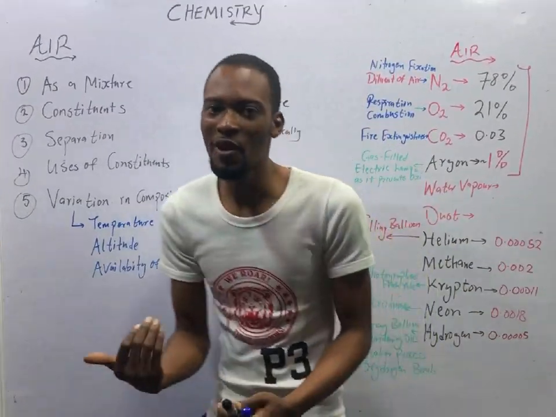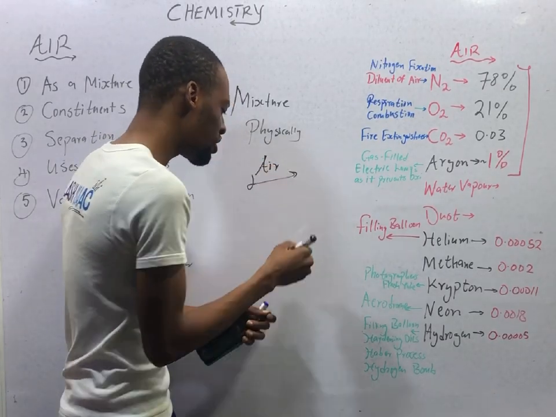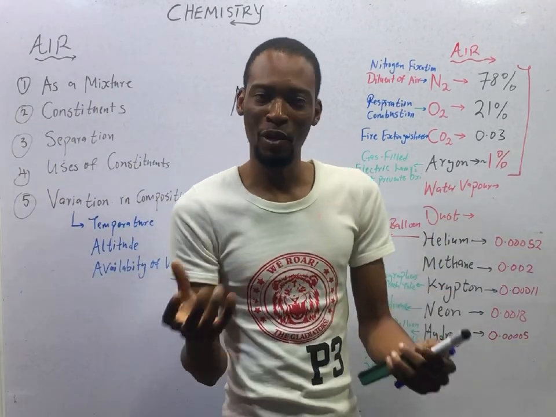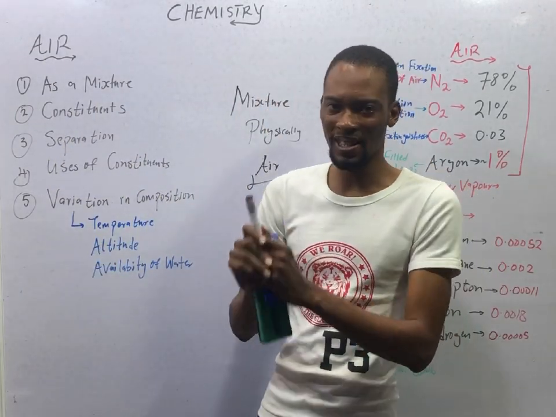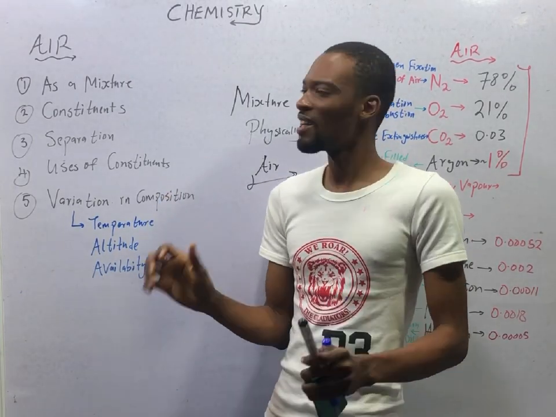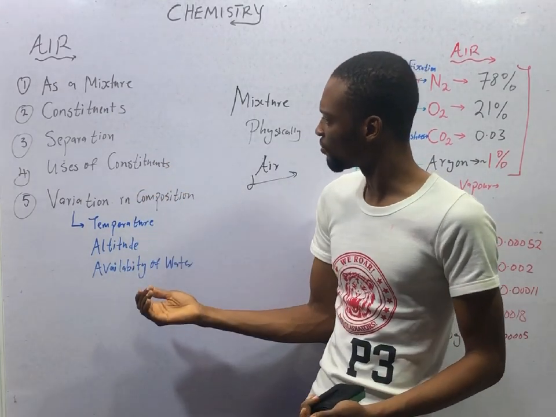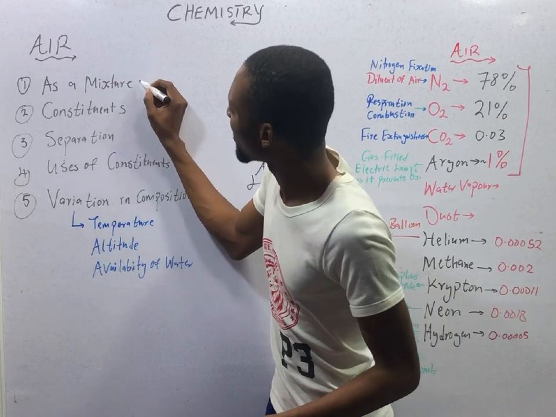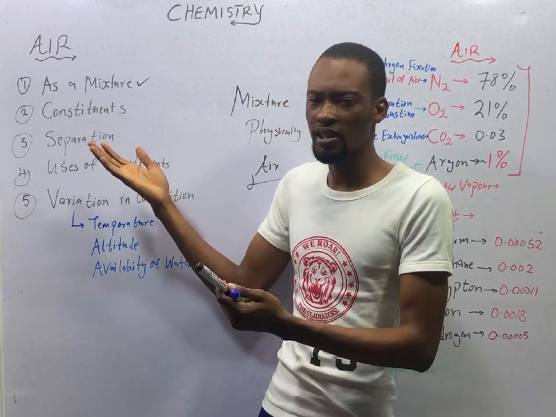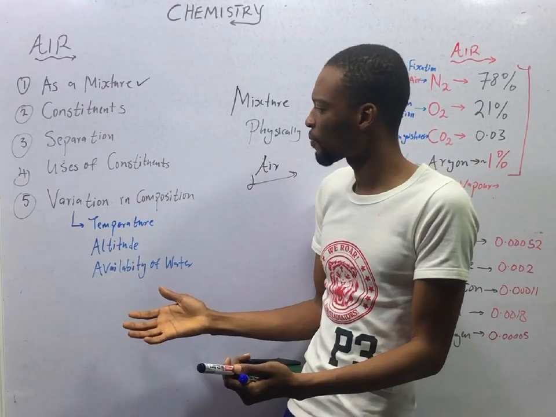A perfect example of mixture is air. So air is a mixture. That means air is a combination of substances combined physically, and each of the constituents of air retain their properties, and air can be separated. That is what makes air a mixture. Since we agree that air is a mixture, what are the constituents of air? Since every mixture has things that make them up.